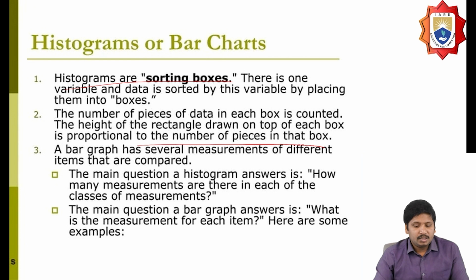And next, the bar chart is going to have several measurements of different items that are going to be compared. The main question is how many measurements there are in each class of measurements. So the main question is, what is the measurement for each item and how is it going to be assessed?